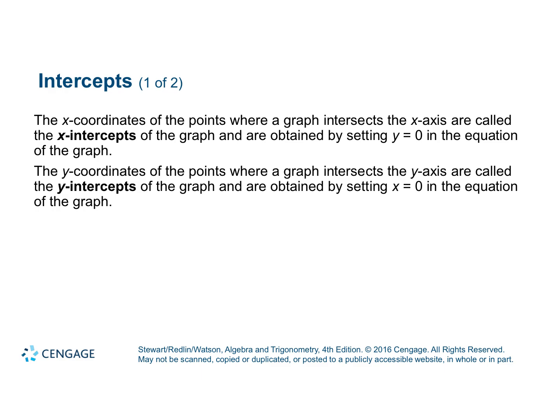Intercept. The x-coordinates of the points where a graph intersects the x-axis are called the x-intercepts of the graph and are obtained by setting y equal to 0 in the equation of the graph. And the y-coordinates of the points where a graph intersects the y-axis are called the y-intercepts of the graph and are obtained by setting x equal to 0 in the equation of the graph.